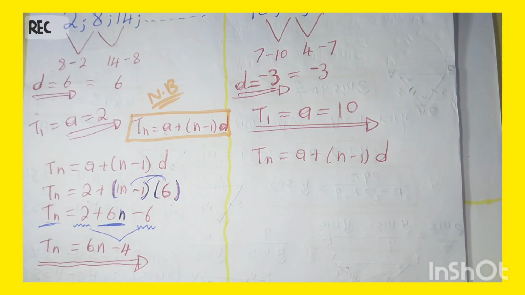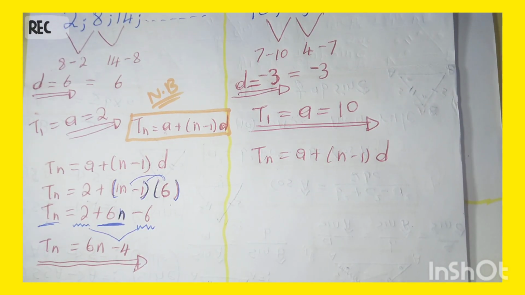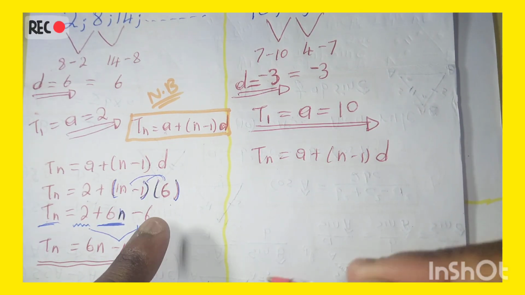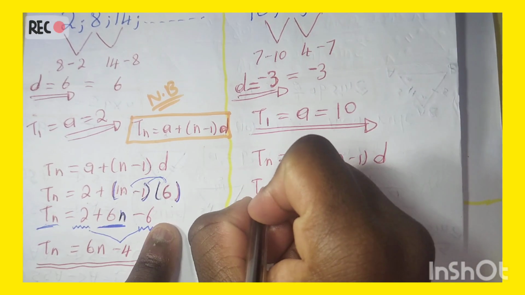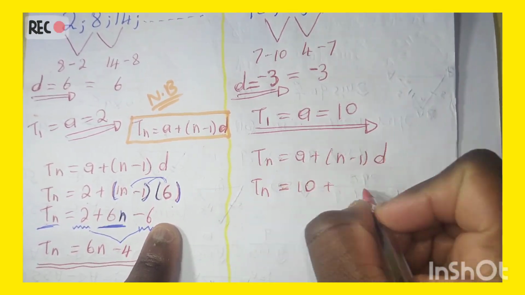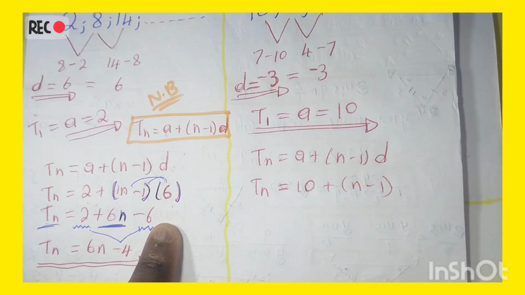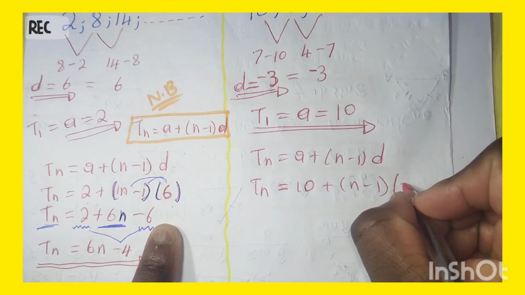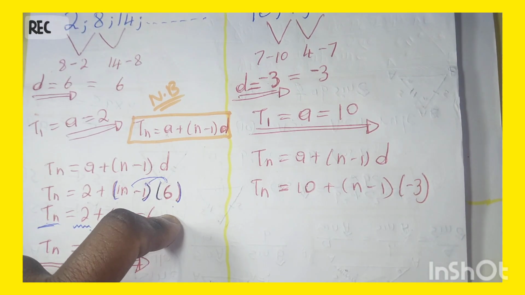I'll go to this equation. Then I'll just substitute here. Let's just substitute, guys. So substituting our A, it's 10. Then substituting our D, make sure you put it inside a bracket, guys. Just inside a bracket. Do you see this thing?